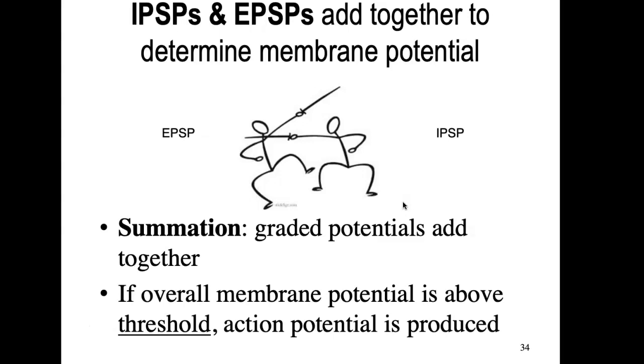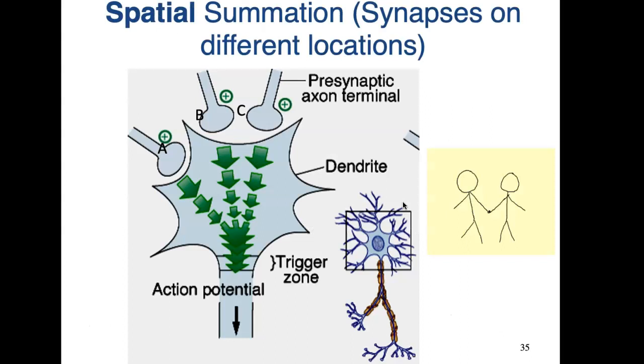If the overall membrane potential is above threshold, the action potential is produced, correct? Remember that lowest line? If that membrane potential reaches minus 55 millivolts, it's going to fire, and you're going to have an action potential going on there.